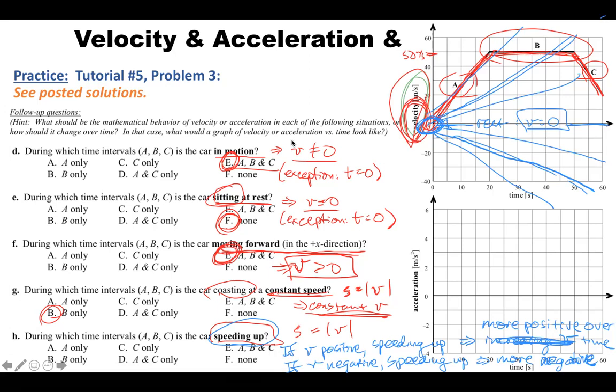Slowing down, so that of course is A only. Slowing down would be getting closer to a velocity of 0 over time. So slowing down would involve this time interval here, where as time goes on, we're getting closer and closer to a velocity of 0. So there's a lot of ways to look at this, right?